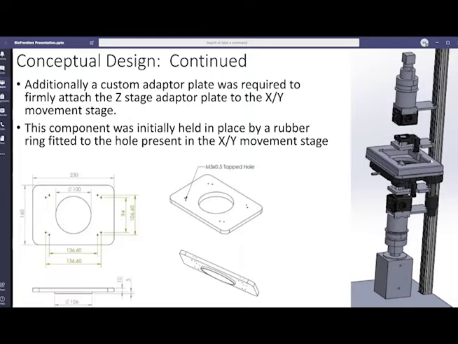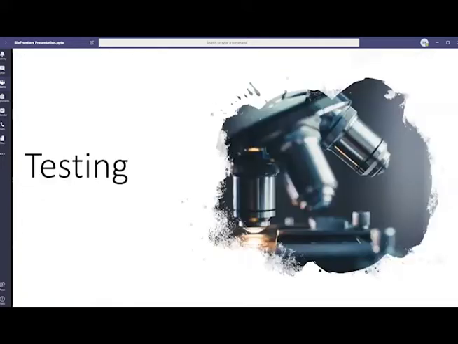On the side here is the SolidWorks assembly model that would show what the conceptual design would have looked like had we not refined it further.